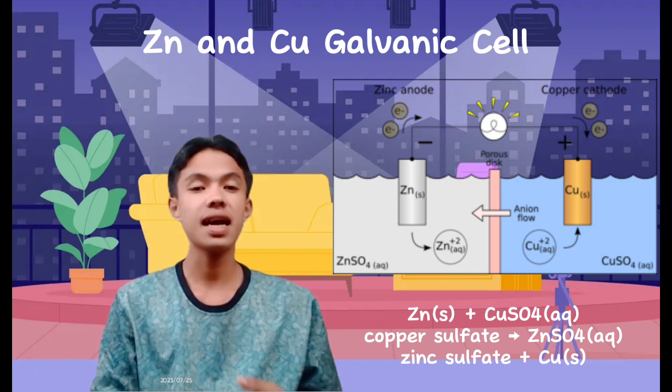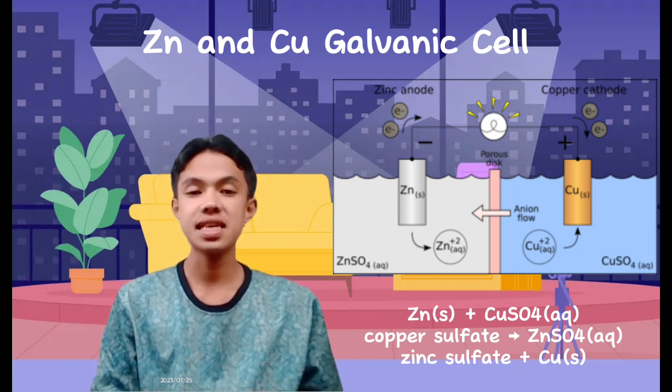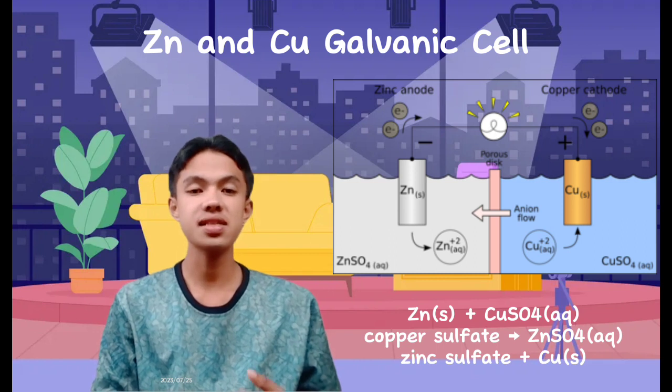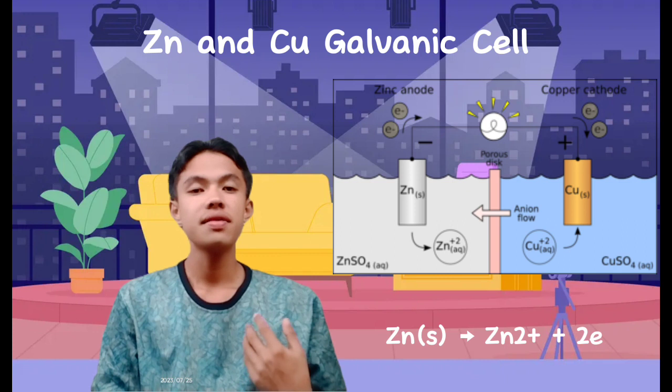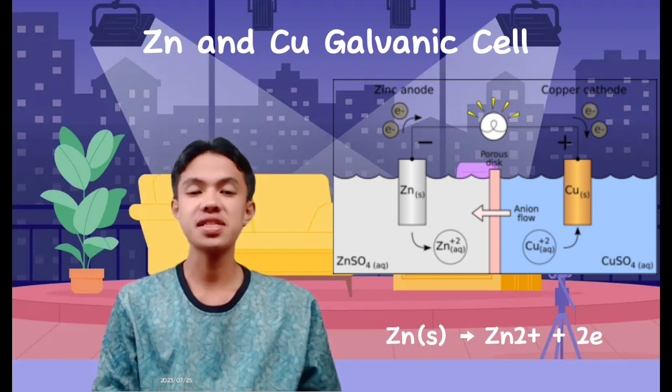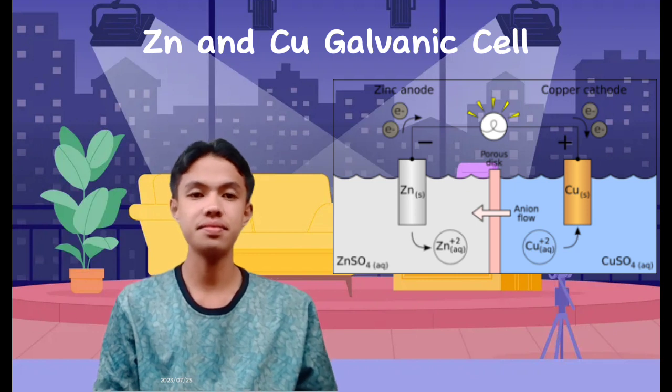At the zinc anode, oxidation takes place. This is presented in the following oxidation half reaction. Note that the electrons are on the products. At the copper cathode, reduction takes place. Electrons are accepted. This is presented in the following reduction half reaction. Note that the electrons are on the reactant side.